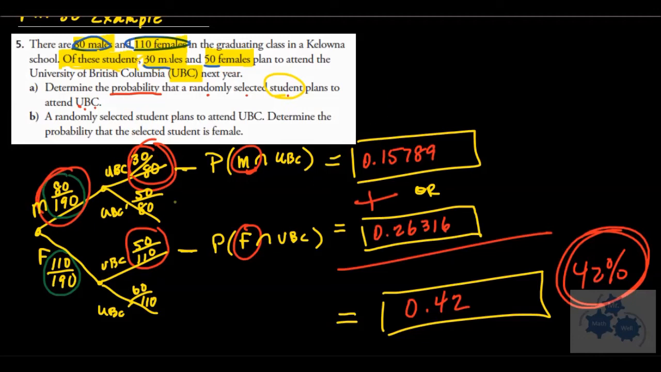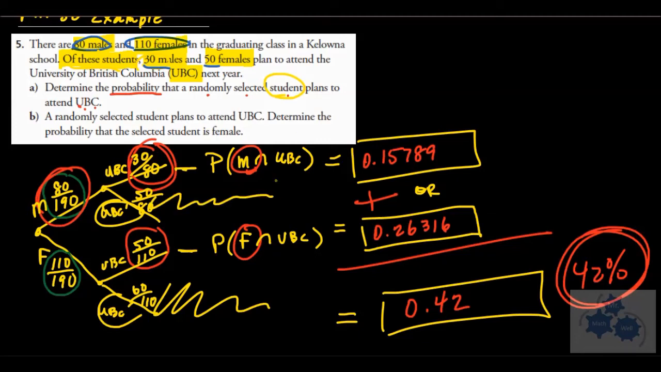So guess what? These are the students down here that are not going. So we don't really care about these probabilities. We're looking at these ones. So the student that we're going to run into, right, that plans to go to UBC is this. We've already determined that in A. The question says, determine the probability that that selected student is female. Well, you can see that this probability here, the 42%, was made up of males that are going to UBC and females that are going to UBC, right?